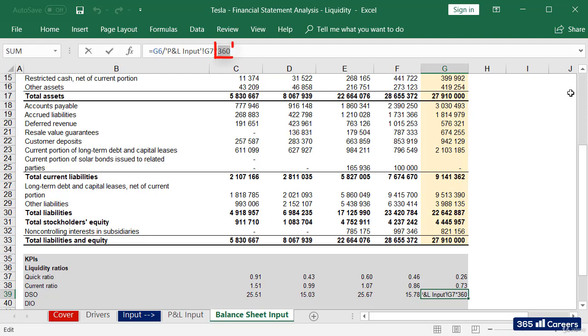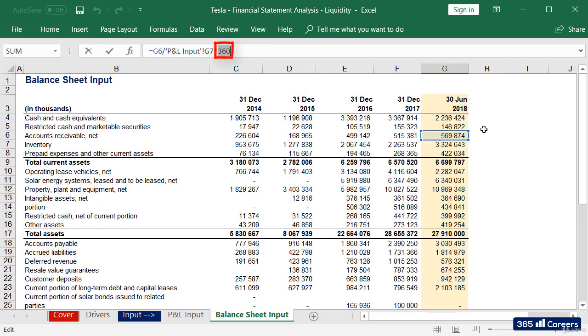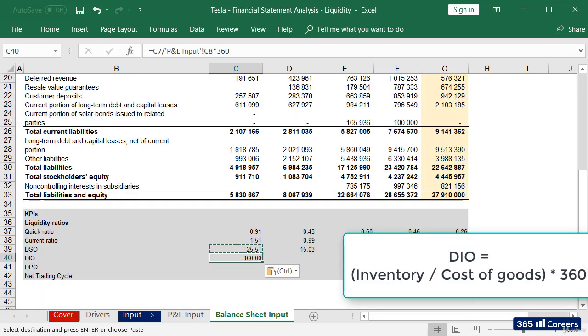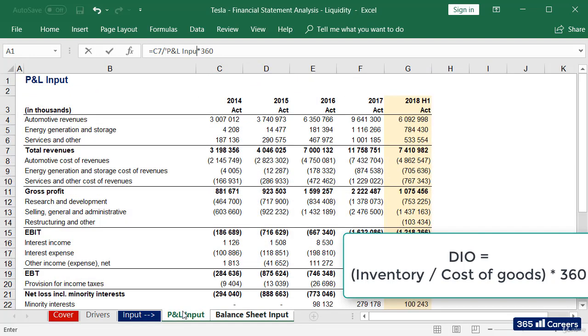However, we have to be careful. The DSO figure for the first half of 2018 should be divided by 180, and not by 360. We are taking into consideration half of the year only. Okay, I can simply use the DSO formula and paste it for DIO, but this time we'll have to divide by COGS and not by revenues. Also, let's add a minus sign to obtain a positive result, given that we are calculating days.